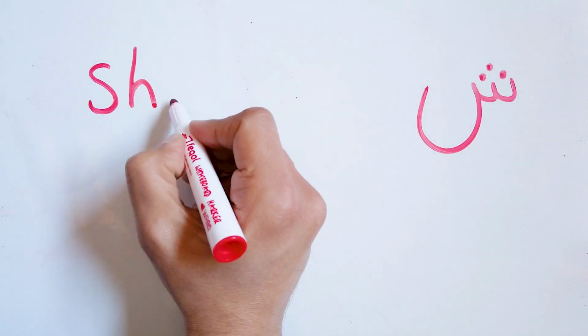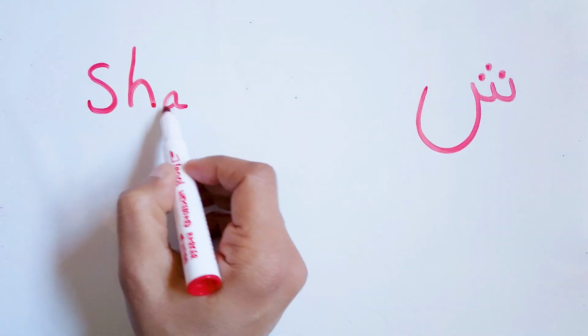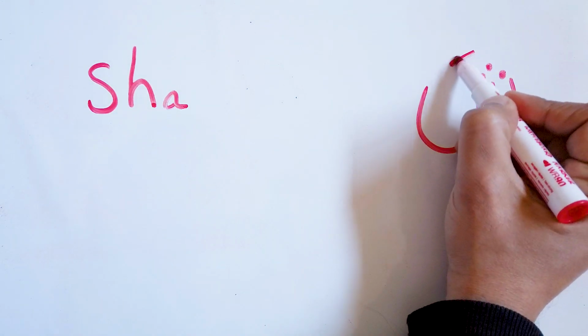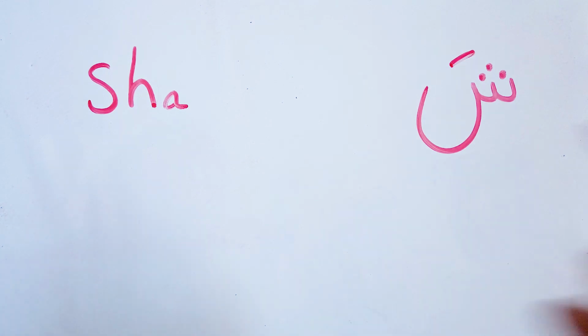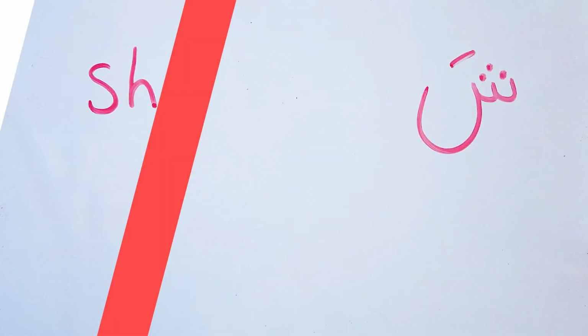Now let's write she, she. I need now to get the sound of A. I will just add this diacritical mark on the top. Fatha, she, she.